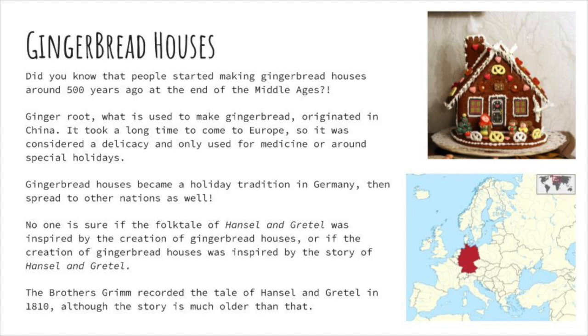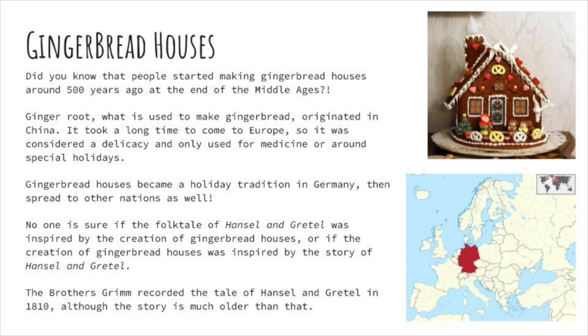No one is sure if the folktale of Hansel and Gretel was inspired by the creation of gingerbread houses, or if the creation of gingerbread houses was inspired by the story of Hansel and Gretel. They tend to go hand in hand and show up in history around the same time period. The brothers Grimm recorded the tale of Hansel and Gretel in 1810, although the story is much older than that.